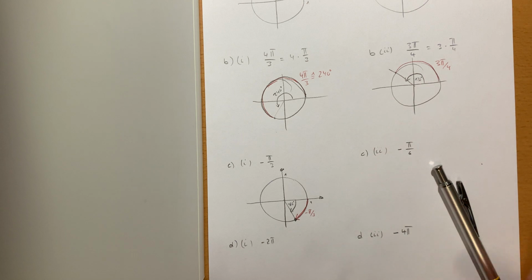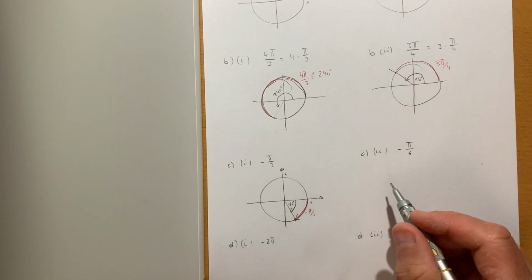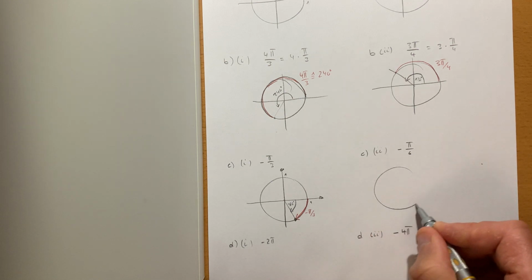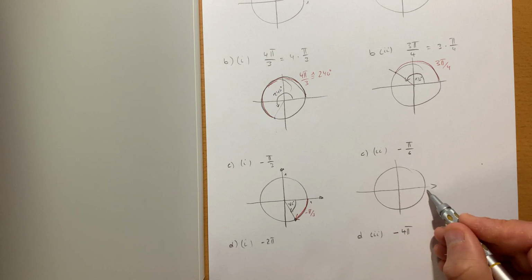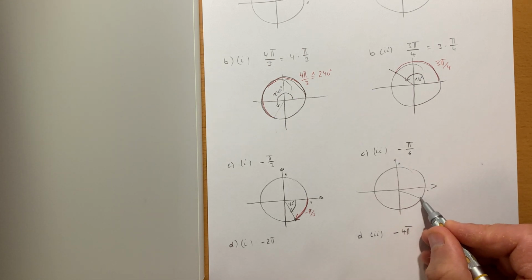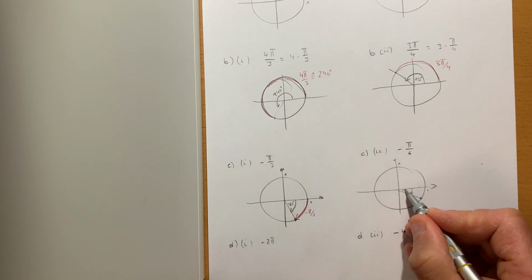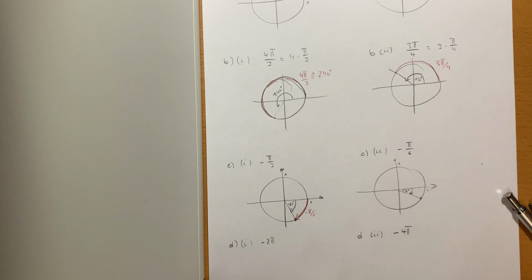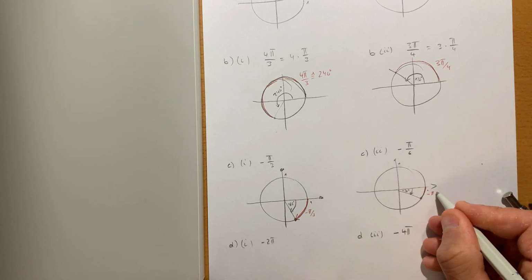Again, clockwise. Minus pi sixths corresponds to minus 30 degrees. So 1, 1, minus 30 degrees is approximately here. So that means this arc length here is minus pi over 6.